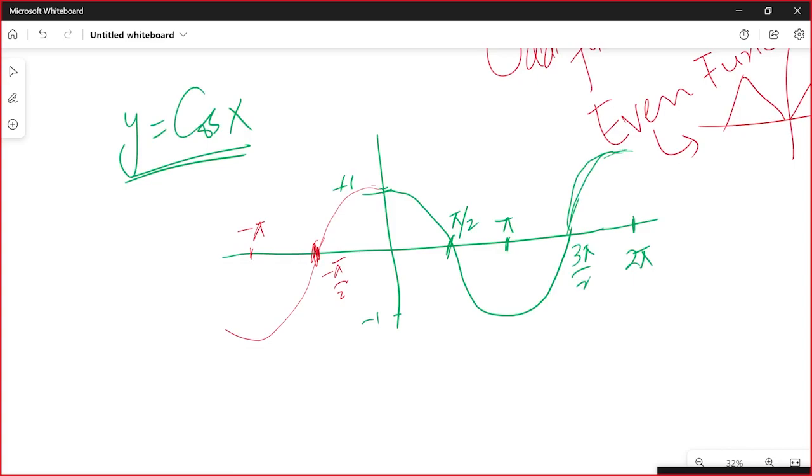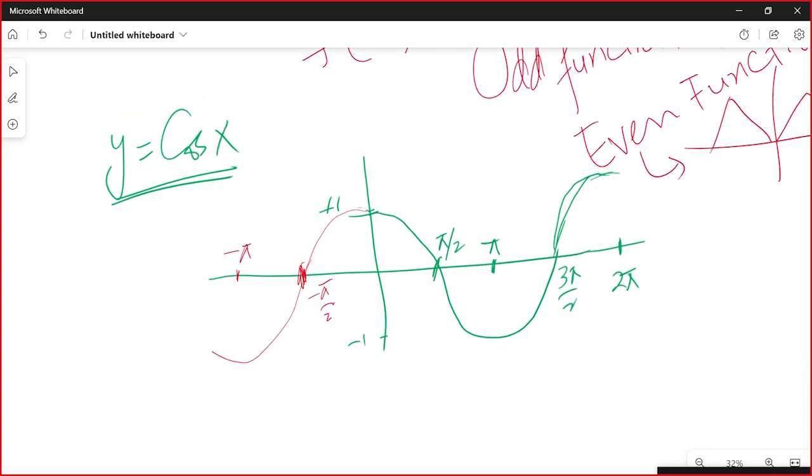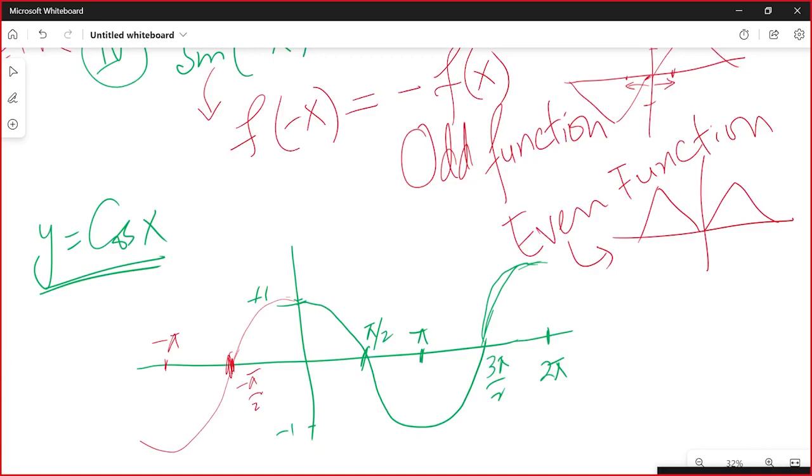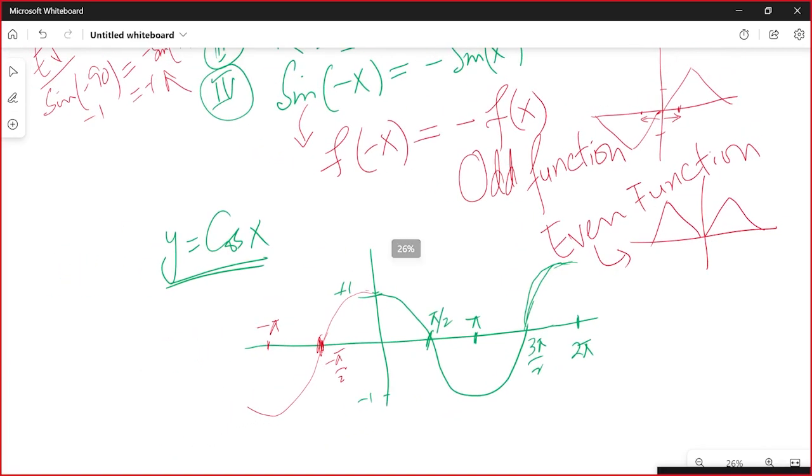So first of all, let me ask you the thing which we did last for sin x. Is it an even function or an odd function? Odd. Look at this. Is cos an odd function or an even function? Odd function? Why? Again, what is the definition of an odd function? It says f of minus x is equal to minus f of x.